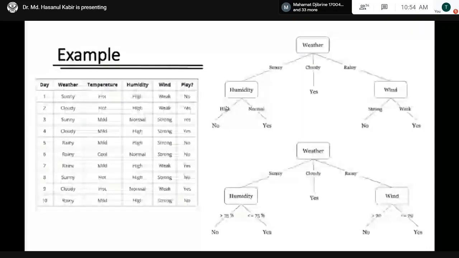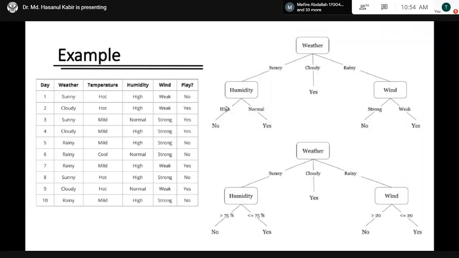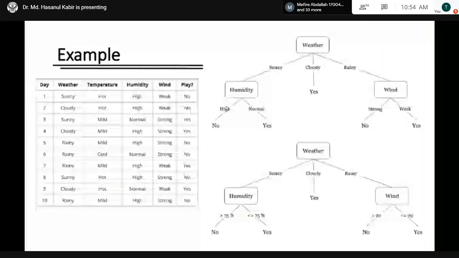No, sir. And if we don't have to do any further splitting, what do we do? We label the node with the class label, right? And what class was that one, if the humidity was high? Not playing golf.